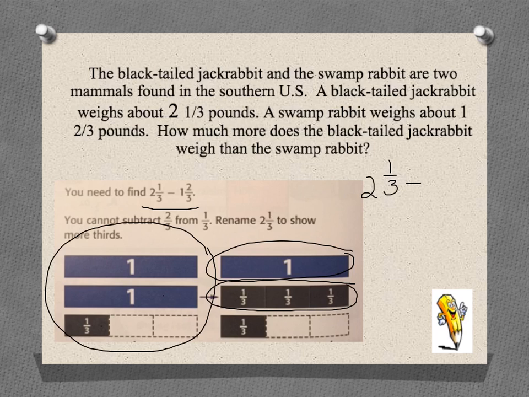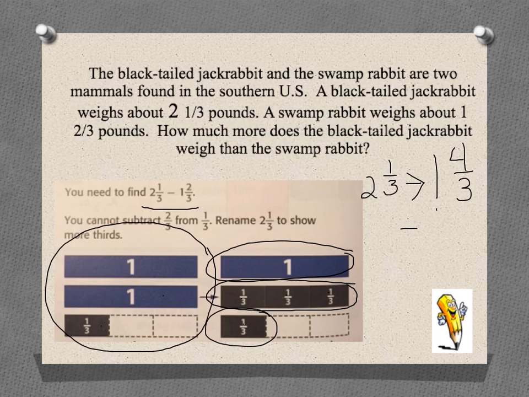fractions. 3/3, which is the same thing as 1. So there's your 1 plus 1. And then I still have my original 1/3. So renamed, 2 and 1/3 becomes 1 and 1, 2, 3, 4 thirds.